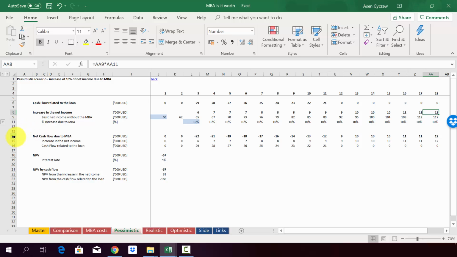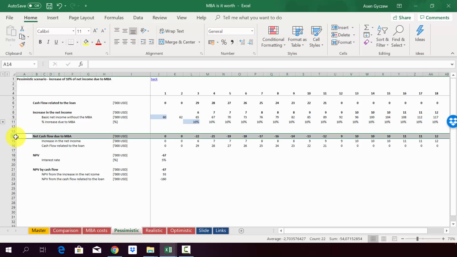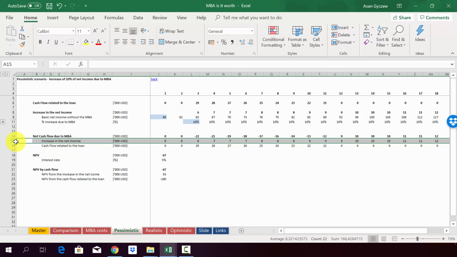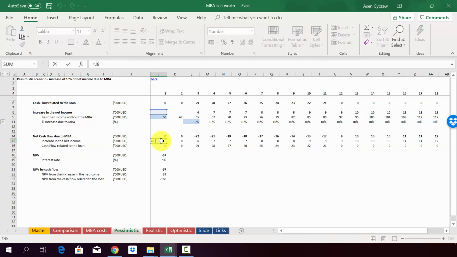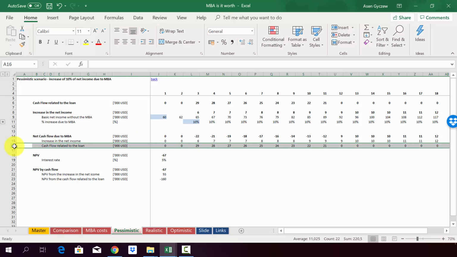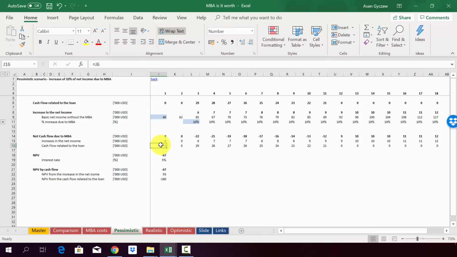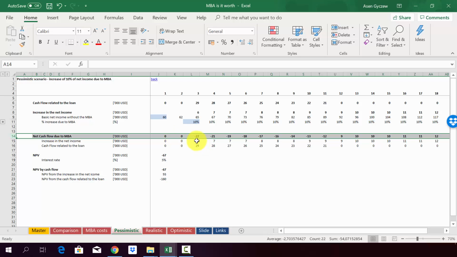Now, on the basis of those two things, we calculated net cash flow due to the MBA. So we have the increase in net income in one row, row 15, and this is simply a transfer of data from row 8. And we've got the cash flow related to the loan in row 16, and this is simply the data from row 6 shown here. And we calculate in row 14 the difference between those two values.